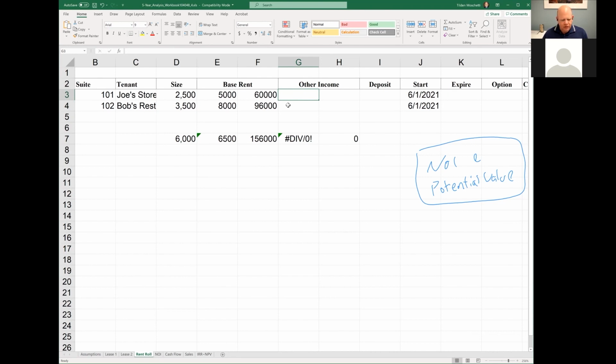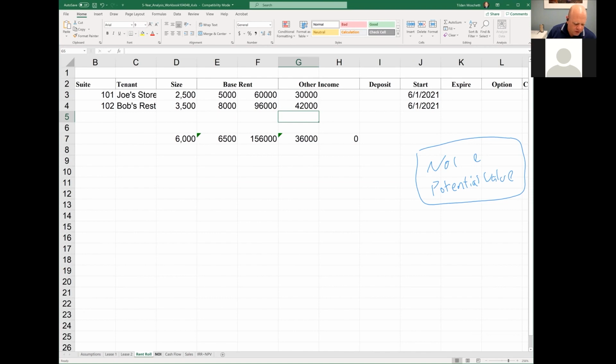Let's say it is $1 a square. We'll say it's $12 a square foot in CAMs, times 2,500. And then he is paying $12 a square foot also. All right, so now we have other income as 3,600.